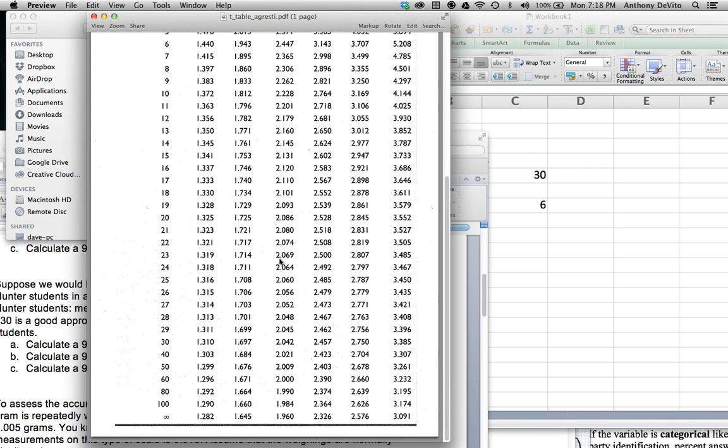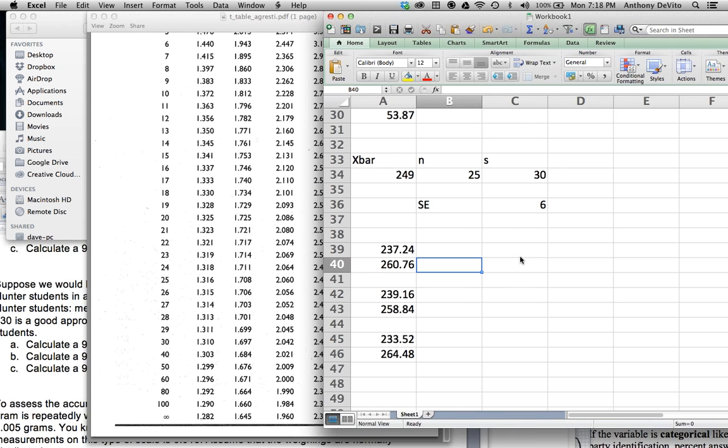2.064. Instead of using 1.96, for this sample size, I'm going to use 2.064. So I'm going to go back and do exactly the same problem now. The low end is going to be equal to the mean minus, not the z-score now, the t-score, 2.064 times the standard error. And now on the high end, it's going to be equal to 249 plus 2.064 times the standard error.